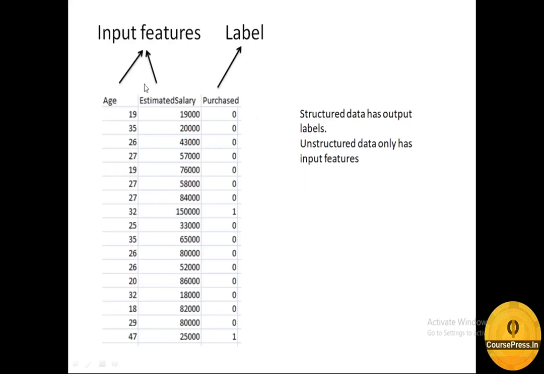As you can see here, we have input features as well as labels present in this data. The input features are age and estimated salary. So in structured data, all three columns will be present, and in unstructured data, the purchased column will not be present. Now there are different types of supervised machine learning algorithms.